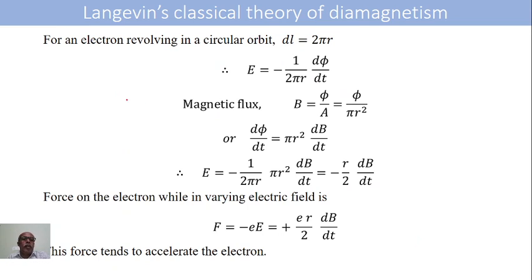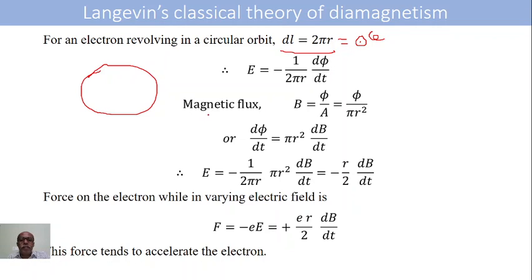Now, for an electron revolving in a circular orbit, the path length dl is equal to the circumference of the circle, which is 2 pi r, right? Therefore, the electric field is equal to minus 1 by 2 pi r into d phi by dt. This is the electric field.